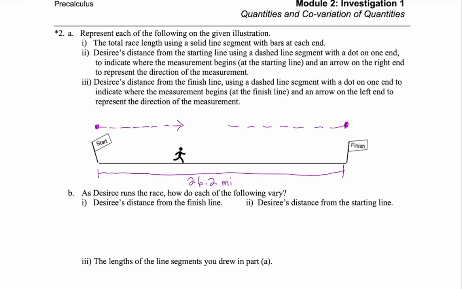And there is a way to make Notability make dash lines, so if you can do that, feel free to do that.